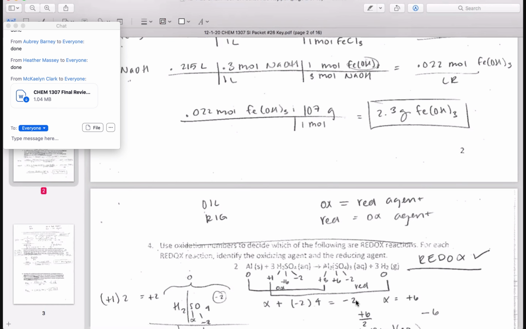And all of this needs to be equal to -2, because again, I'm only working on the right side of my problem. I've already solved my left. I'm only working on this right side, and the right side has a charge of -2. So when you solve for X, you get a charge of +6, okay?